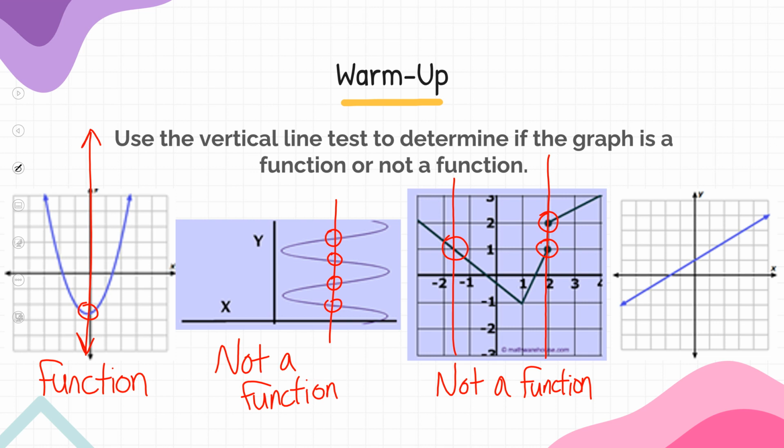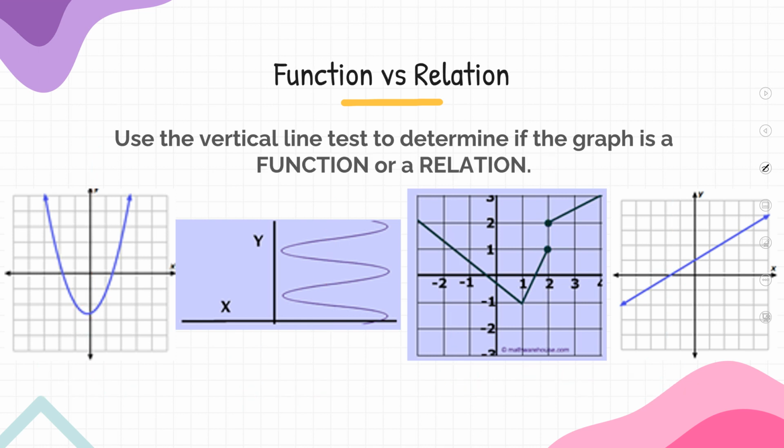And the last one, this is a linear graph. You guys are used to seeing these by now. Draw a vertical line. There's only one intersection, so this is a function. And we know it's a special function because it's a linear equation. So let's go a little bit deeper into identifying functions.